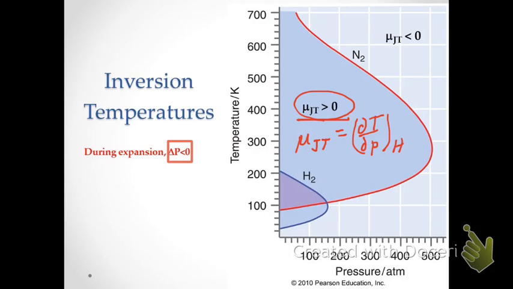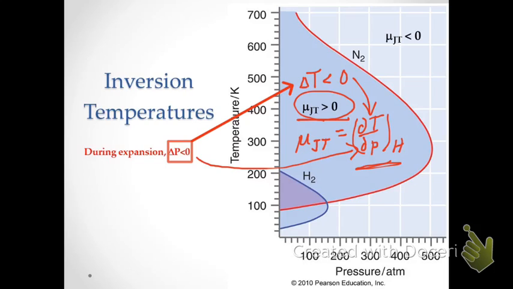If delta P is less than 0 and the Joule-Thomson coefficient is greater than 0, then that means delta T must also be less than 0. Again, let's go back and state that again. If the Joule-Thomson coefficient is greater than 0, that means this derivative here is greater than 0. If delta P is less than 0, then dP is less than 0. And since the Joule-Thomson coefficient must be greater than 0, that means that delta T must be less than 0 as well.